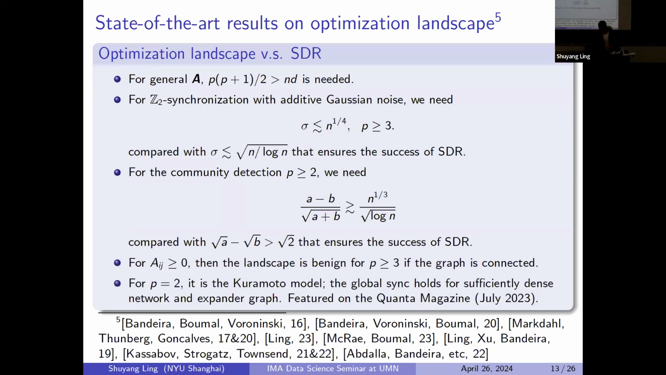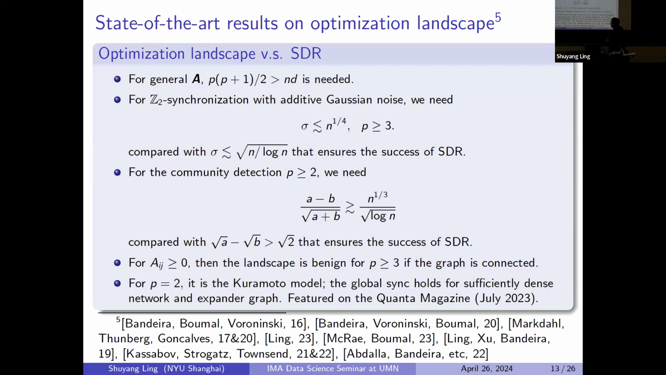There's another interesting result: if the A_ij are all positive, which means all the particles attract, then you can show the landscape is benign as long as P is greater than 3. But not P equal to 2, because P equal to 2 is the original Kuramoto model. There exist examples where, even if A_ij are greater than 0, the landscape is not benign. It's possible. There's a so-called twisted state.